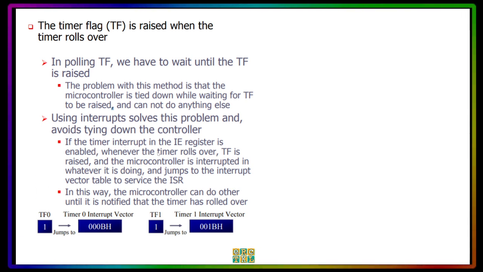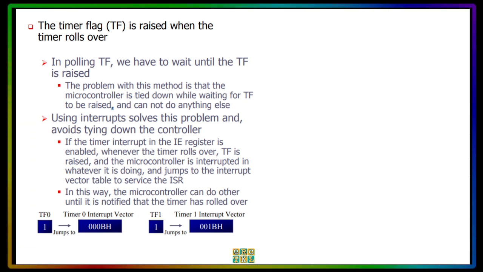Now, if the timer interrupt in the IE register is enabled, whenever the timer rolls over, the TF is of course raised. So the microcontroller is interrupted in whatever it is doing, and it will jump directly to the interrupt vector table first, before it can service the ISR, because the interrupt vector table contains the address of the ISR to be serviced.